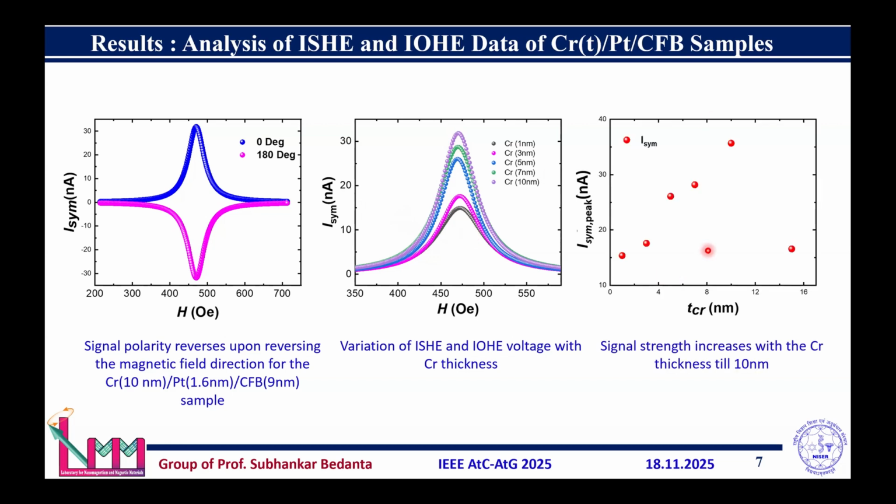This is the plot where, up to the 10 nanometer sample, we see the symmetric value of this signal increasing. But there is a difference at the 50 nanometer chromium sample, where we observe a decrease. We speculate that this decrease might be due to the negative spin Hall conductivity of the chromium at higher thickness, which is dominating. For that speculation, the chromium spin diffusion length should be high enough. Some previous reports project a long spin diffusion length in chromium. That might be a reason, but for now we are not sure why there is a decrease.